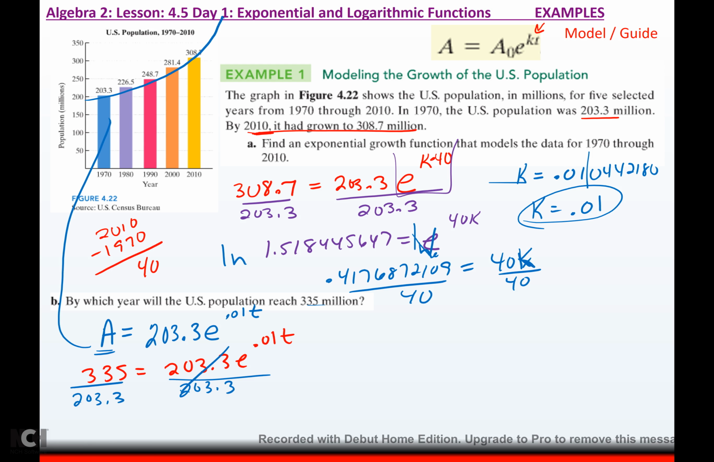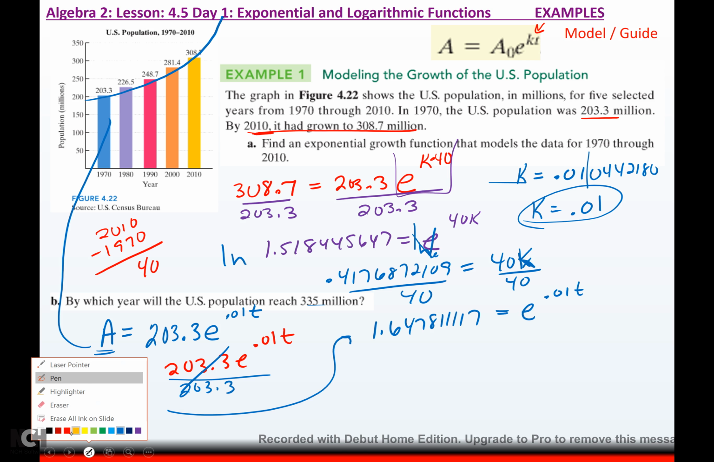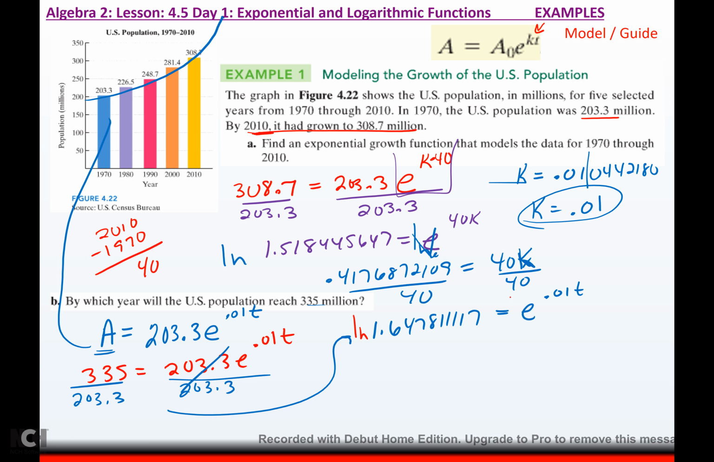335 divided by 203.3, and I get 1.64781111117 equals e to the 0.01t. To get it out of the air, I'm going to take the natural log of both sides. And if I take the natural log of that big long answer, I get 0.49944781112. ln base e of e cancels, and that leaves me with 0.01t.